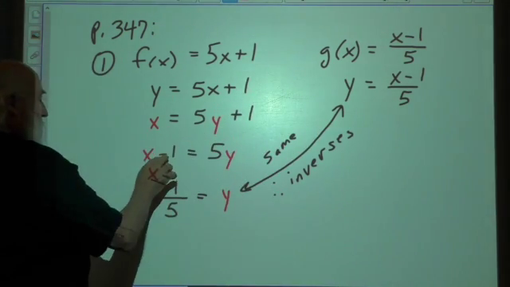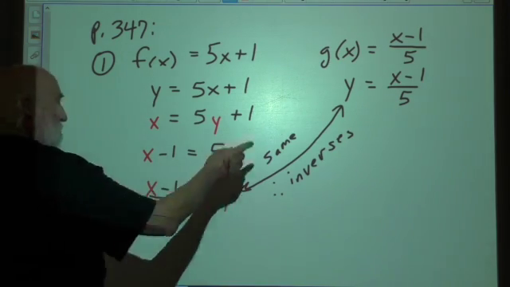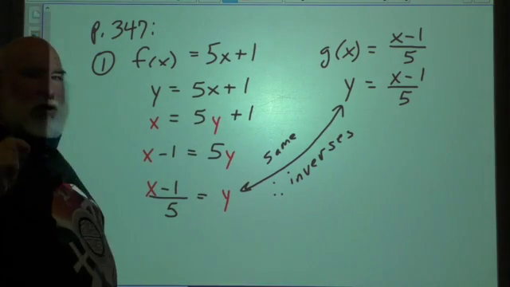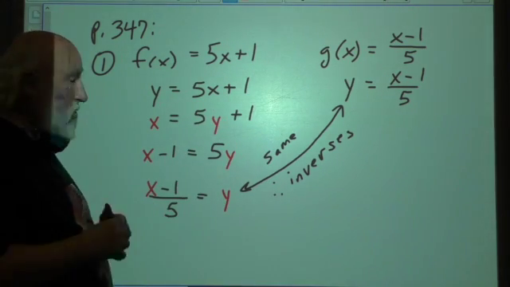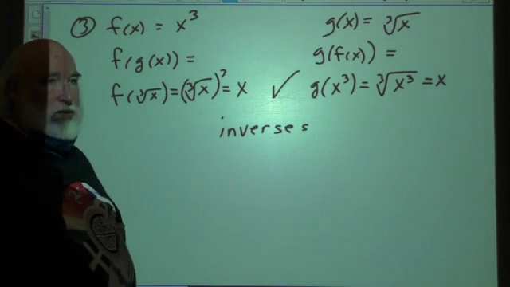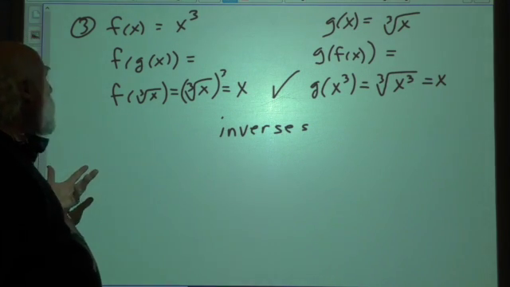So I subtracted 1 here, divided by 5 here. I got y equals (x minus 1) over 5, which is exactly what we have over there. They're the same, therefore they are inverses. It's that simple. The other way that we can do this, and this is a really good one, particularly if you can't do the other one very well.